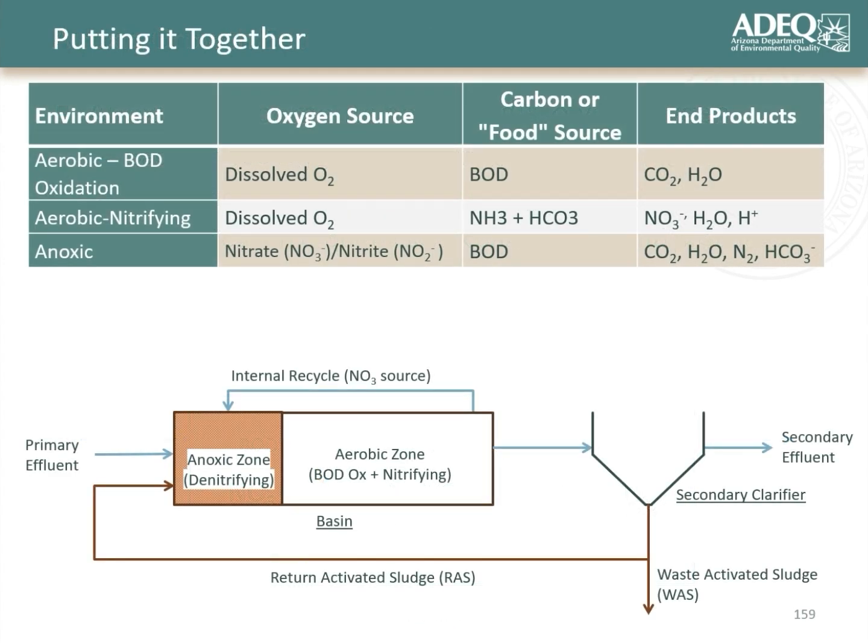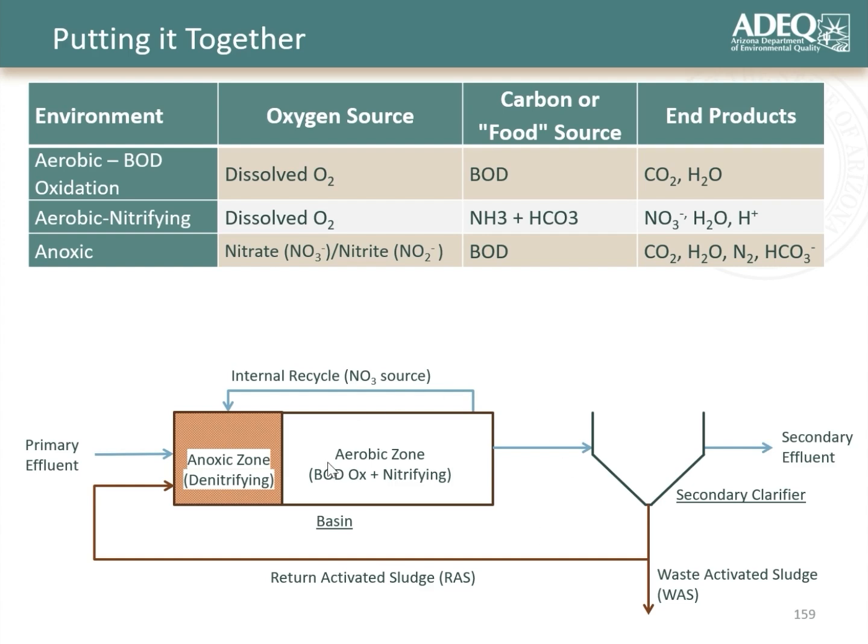Let's put it all together. This is a classic biological nitrogen removal configuration for an activated sludge system called the modified Ludzack-Ettinger process. In this scenario, primary effluent enters the aeration basin, where it first flows through the anoxic zone, and stuff happens. We're going to ignore it for now. Then it gets to the aerobic zone. Under the aerobic zone, BOD oxidation happens, so the carbon material gets converted under the aerobic conditions to carbon dioxide, and that biomass grows. In addition, the nitrifying bacteria that are present there will take that ammonia that's present in the primary effluent and will convert that to nitrite.